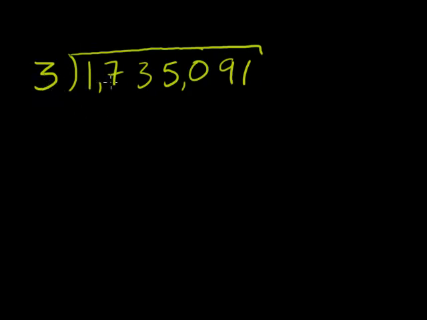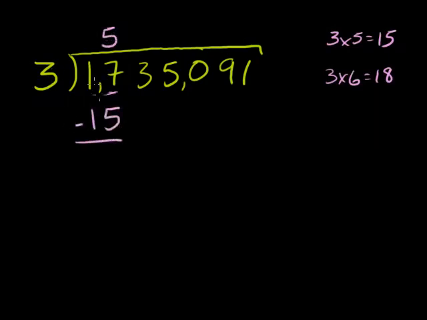3 goes into 17 how many times? Well, 3 times 5 is equal to 15. And 3 times 6 is equal to 18, and that's too big. So 3 goes into 17 5 times. 5 times 3 is 15, and we subtract. 17 minus 15 is 2. And now we bring down this 3.